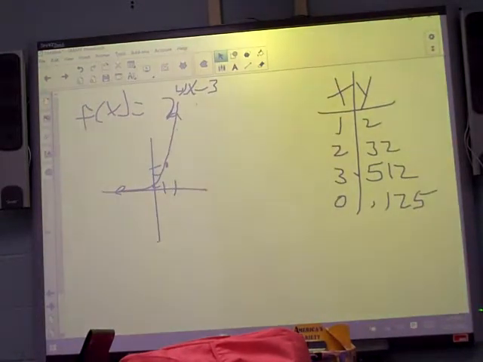The other ones crossed the y-axis before they bottomed out. This one would bottom out pretty much at the y-axis. I bet on your calculator it almost looks like it hits it, doesn't it? Yeah, maybe. Probably because these are archaic calculators.